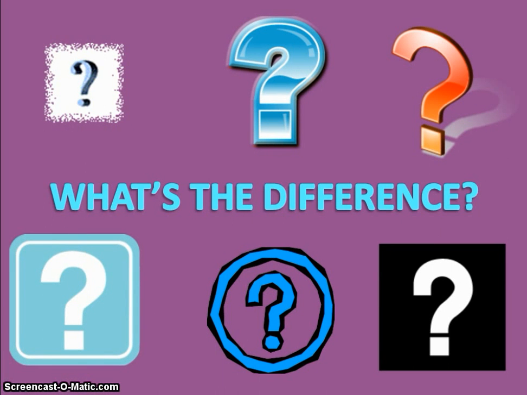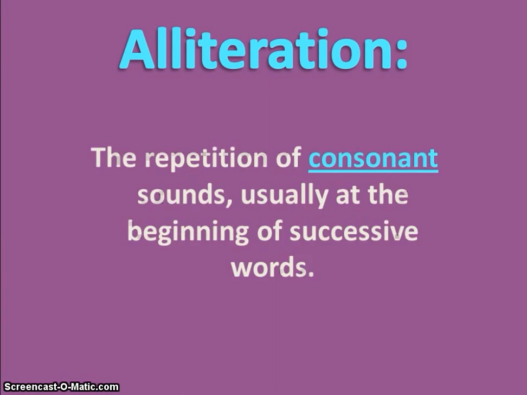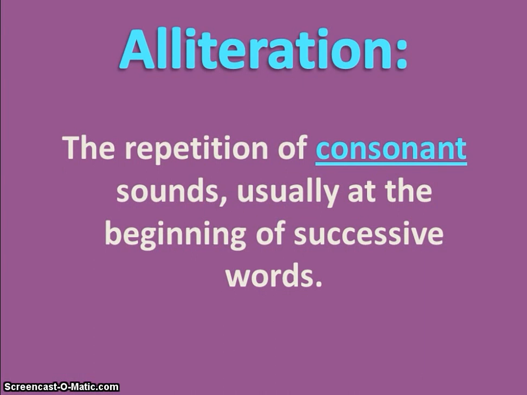Alliteration and assonance are very similar literary devices, but there is one important factor that makes them different. First, we will define alliteration. Alliteration is the repetition of consonant sounds, normally at the beginning of successive words.